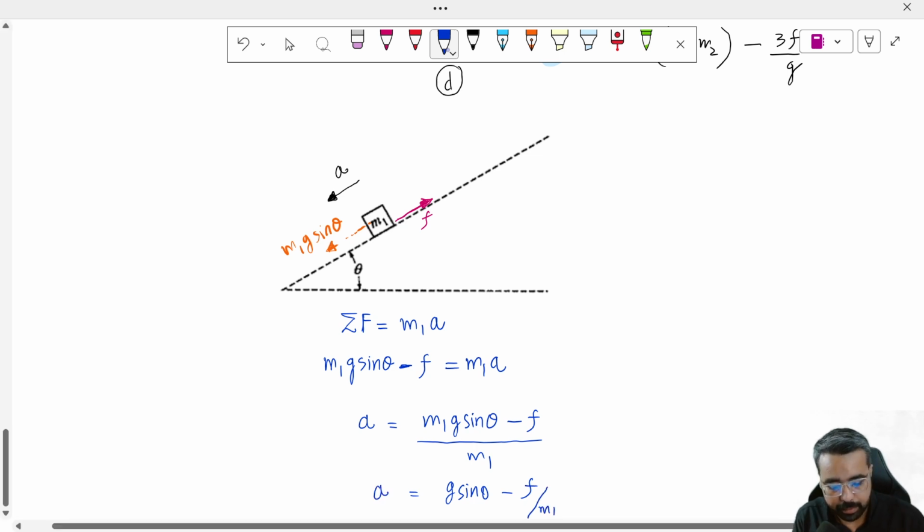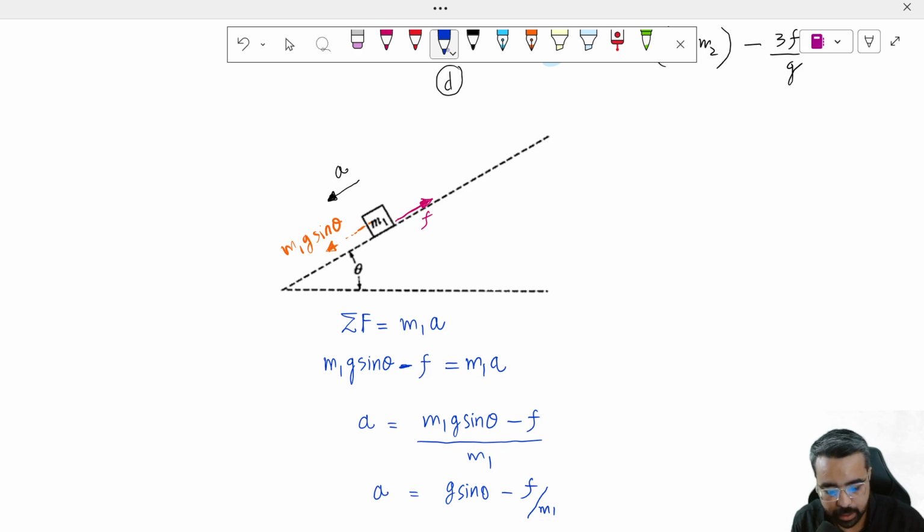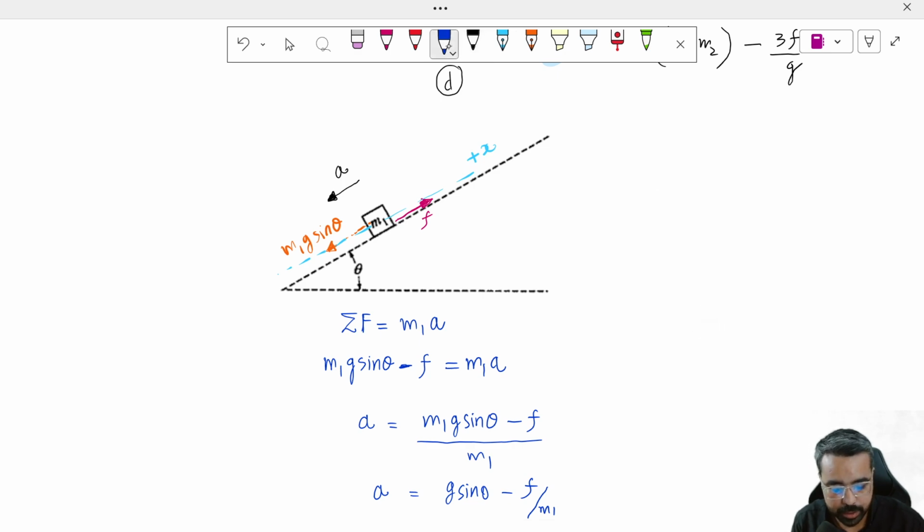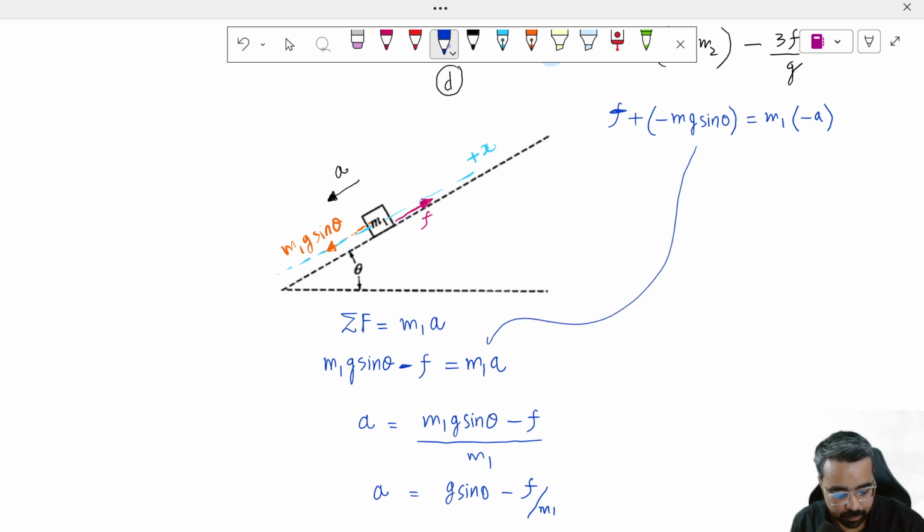Now if you make the equation according to your rectangular coordinate system, let's say this is positive x, then acceleration is negative. So according to that, my equation must be: frictional force, that is positive, plus negative mg sine theta, that is negative because it's directed along the negative x-axis, equals acceleration, which is also negative because it's also in the direction of the negative axis. So students, it will once again give you the same thing.